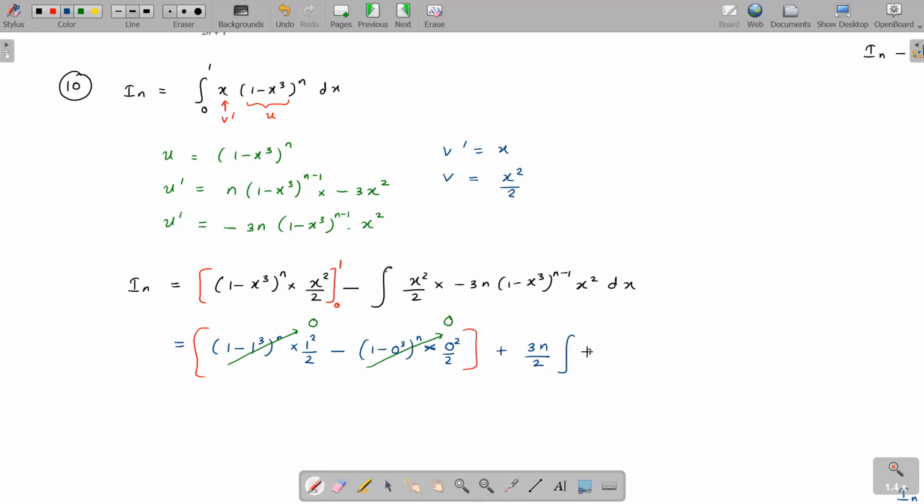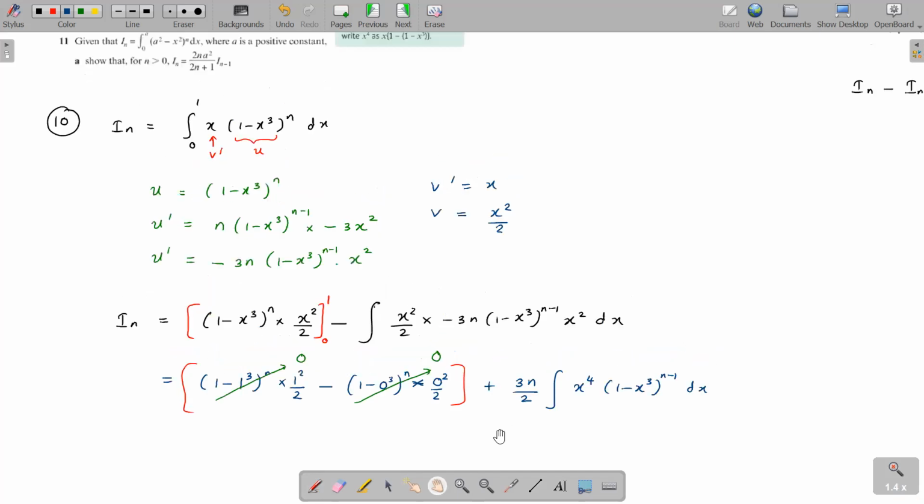Integration of x squared times x to the power 4, 1 minus x cubed to the power n minus 1 dx. So we come to this point, and then it looks like, okay, now what's the next step? Are we going to do integration by parts again? What do we do? What's our next step? Okay, so this reduction formula is a little bit tough, and you require a little bit of practice to do this.